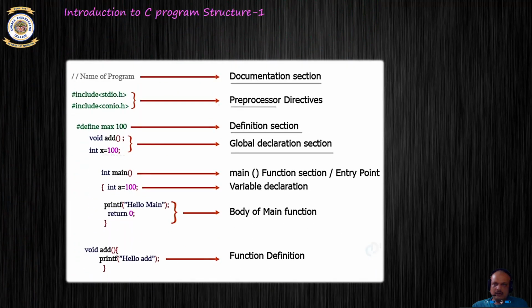Given here is a code snippet of a C code. As you can see, the entire C code can be broadly classified into 7 distinct sections.